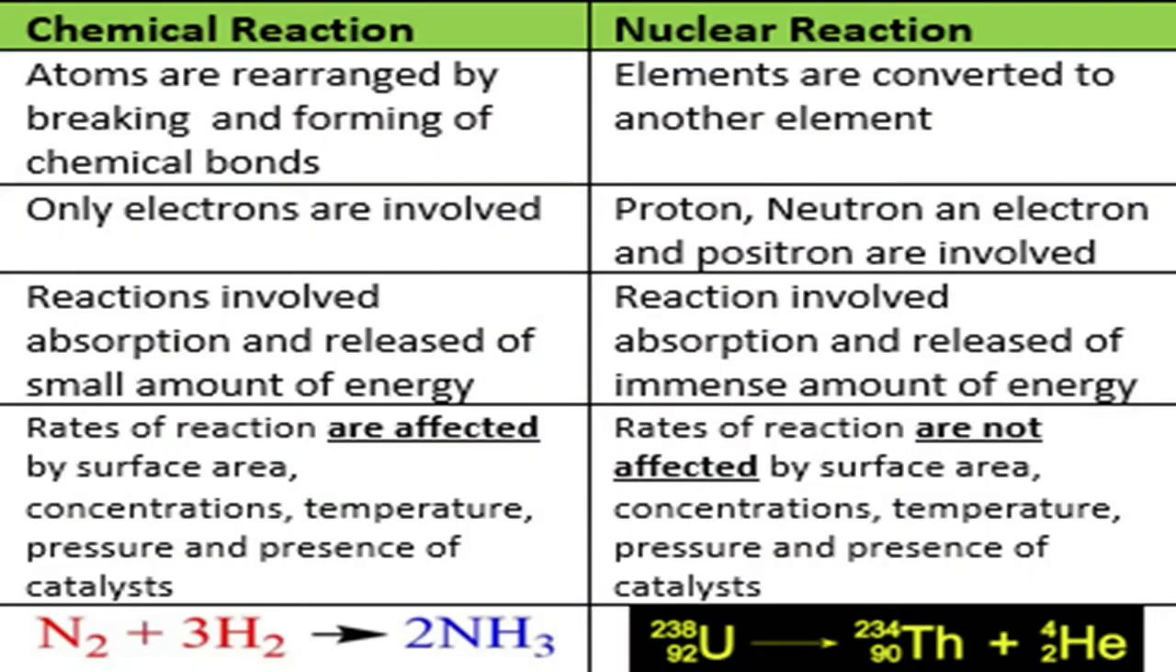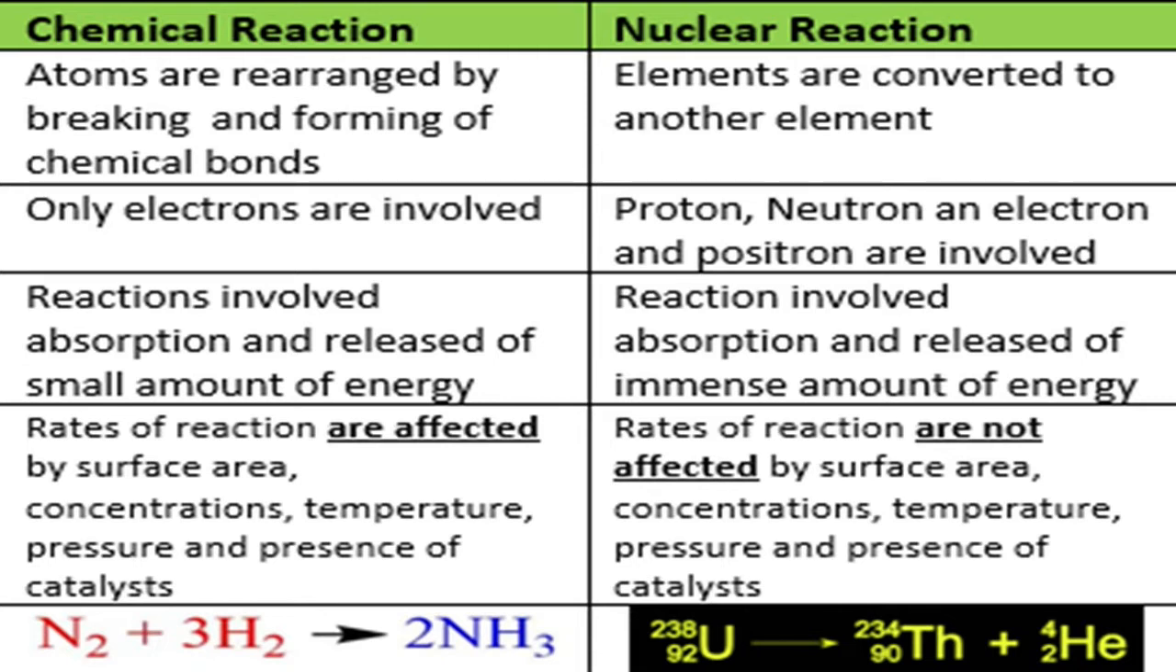All right, what's the difference between a chemical reaction and a nuclear reaction? In a chemical reaction, atoms are rearranged by the breaking and forming of chemical bonds, while in a nuclear reaction, elements are converted to another element. Only electrons are involved in a chemical reaction, while in a nuclear reaction, protons, neutrons, electrons, and positrons are involved.